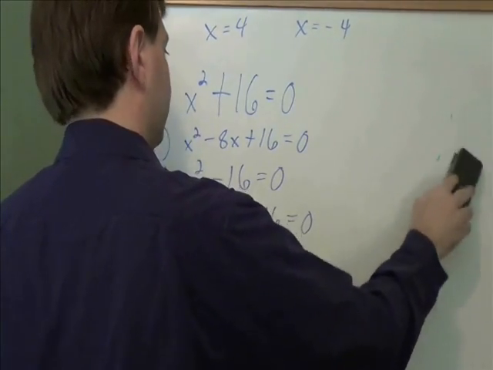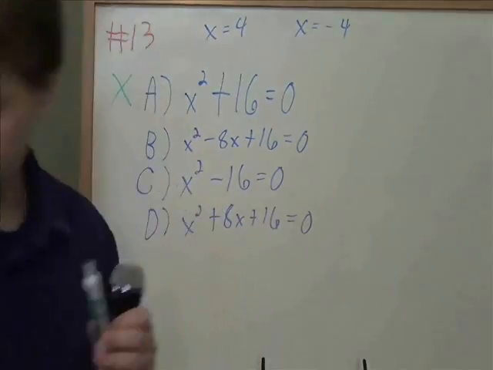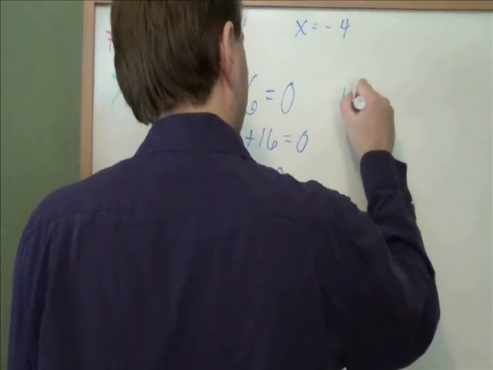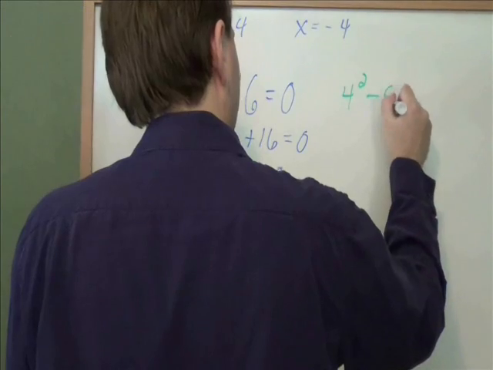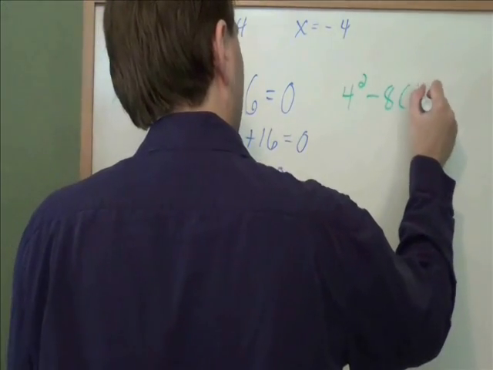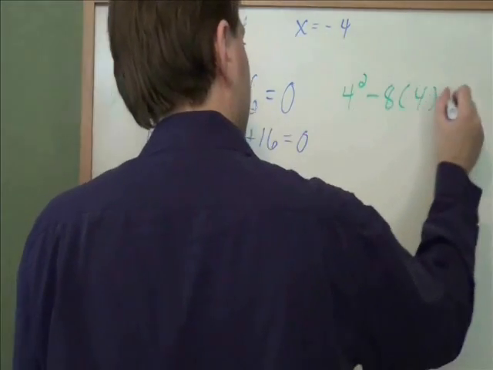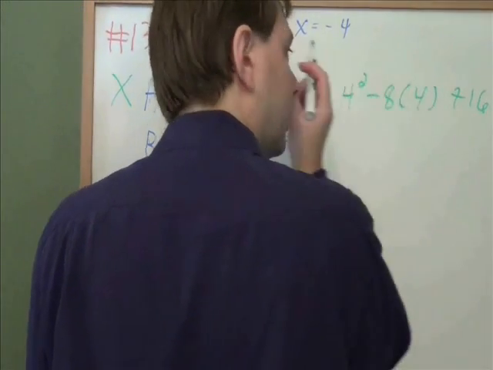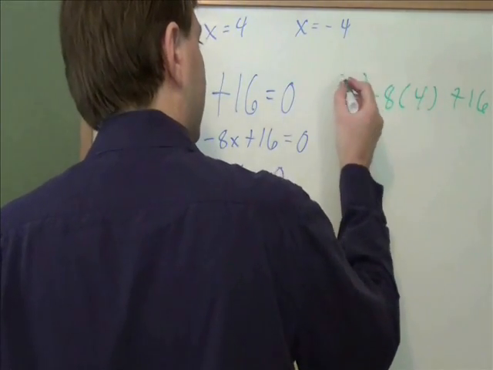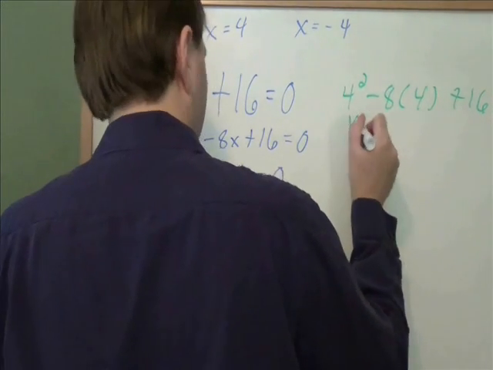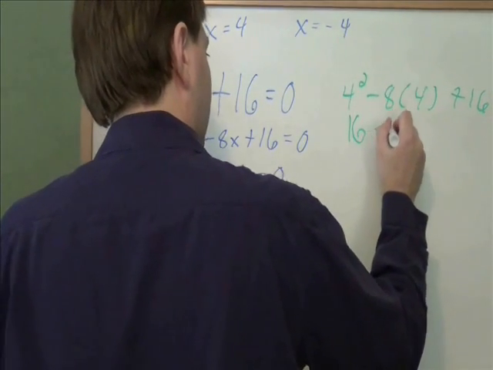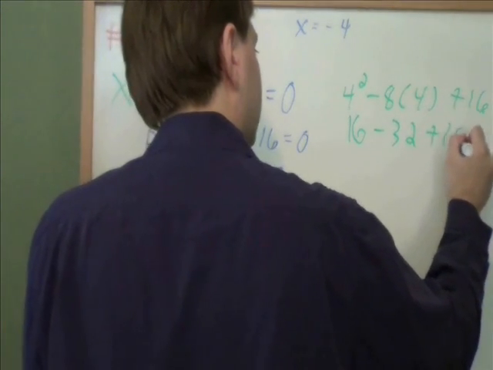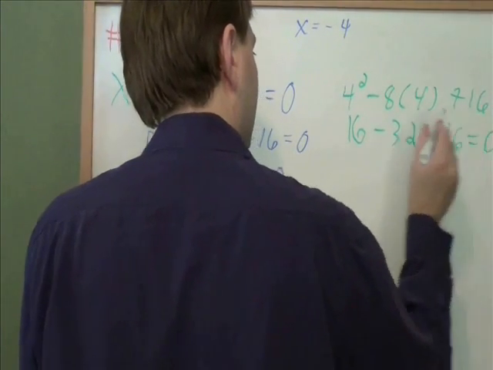Next we'll try answer B. So x squared, that becomes 4 squared minus 8 times 4 plus 16. Does that equal 0? Let's see, 4 squared, 4 times 4 gives you 16. 8 times 4, that is 32. Plus 16 is still plus 16.